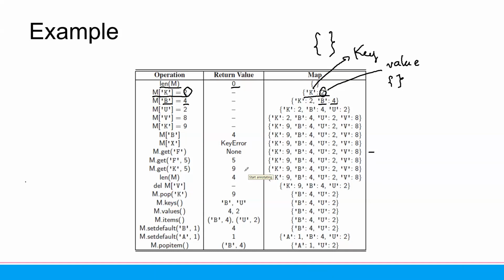However, this is not in order. It's not in a sequence, because in map, there will be no sequence. So this sequence, we can say it is just a coincidence. I put it K and then P, and then U. But actually there is no order.